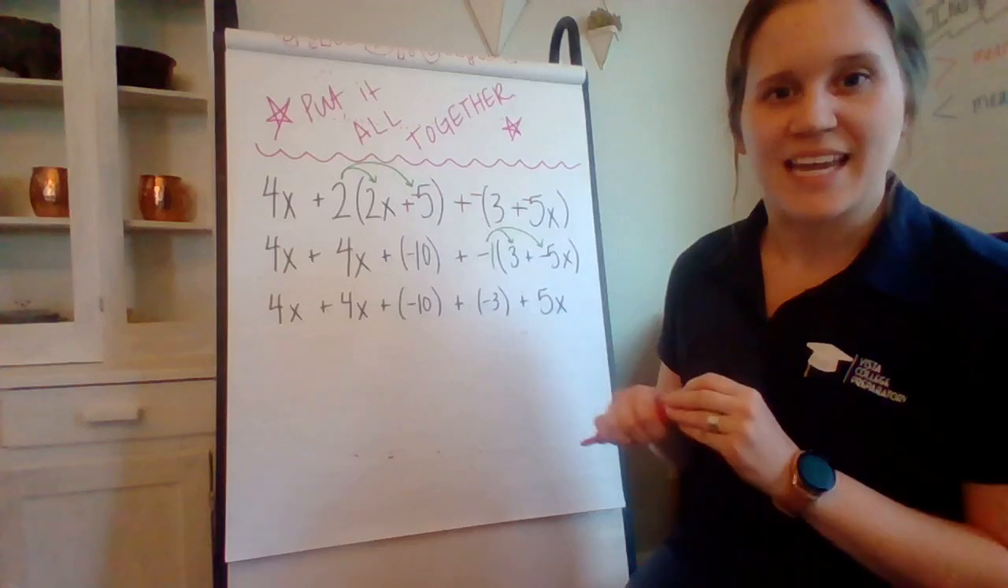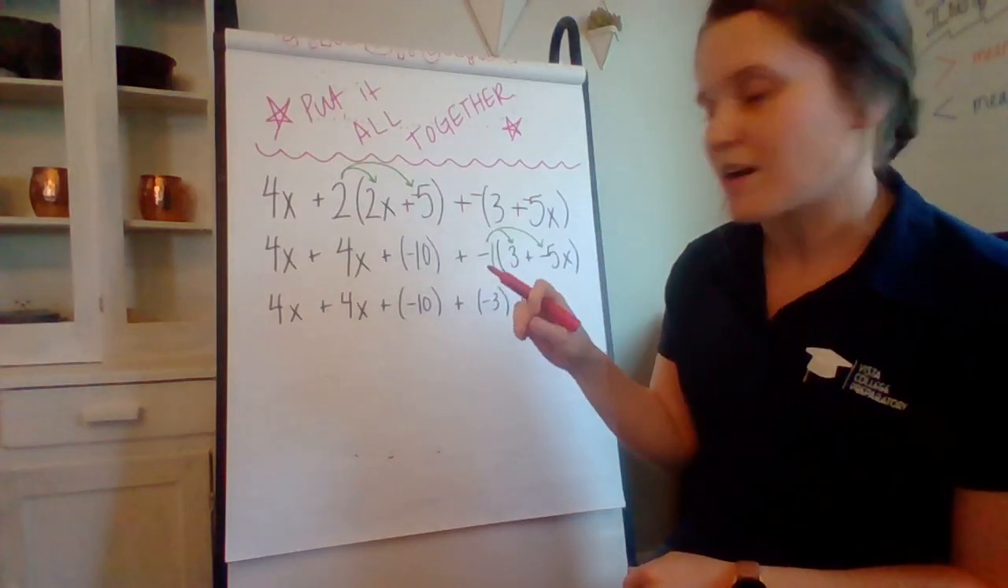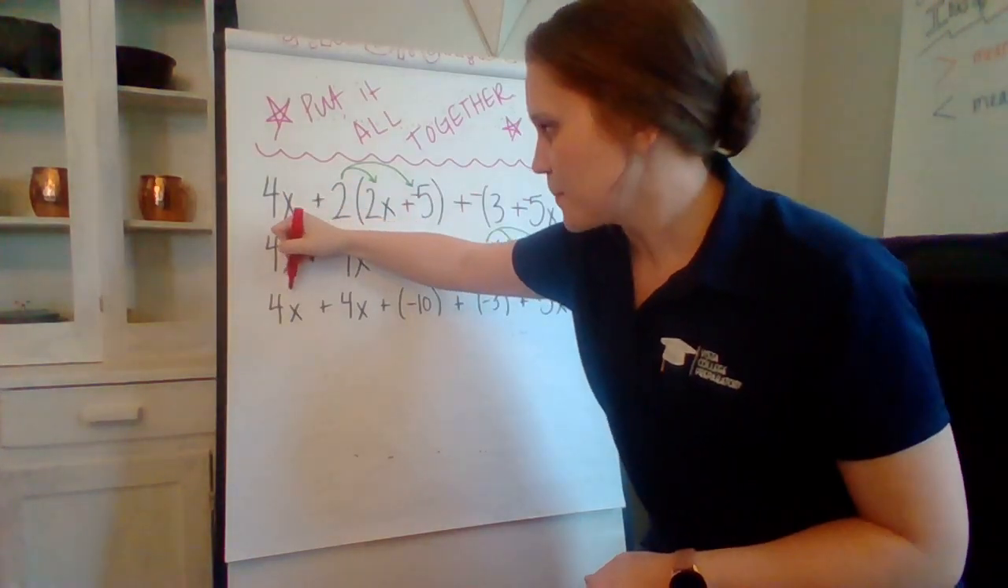Let's go ahead and combine like terms. I'm going to circle all of the variable terms, and I'm going to underline the constant terms. Go ahead and do that on your paper.